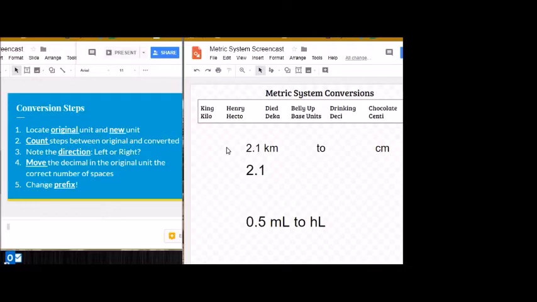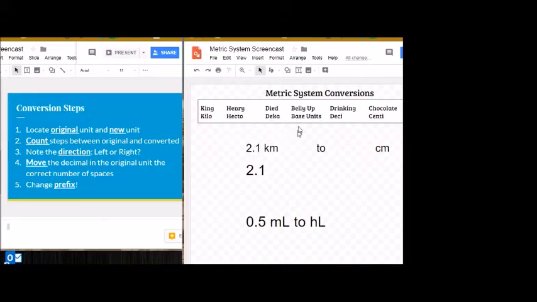Our first example is 2.1 kilometers to centimeters. So using our steps, we're going to go ahead and convert this. The first thing we want to do is find our original unit and the new unit. So we have kilometers and centimeters. Our original is kilometers, our new is way over here at centimeters. The second thing we want to do is count the steps between the original and the converted. So we're going to go ahead and count these steps.